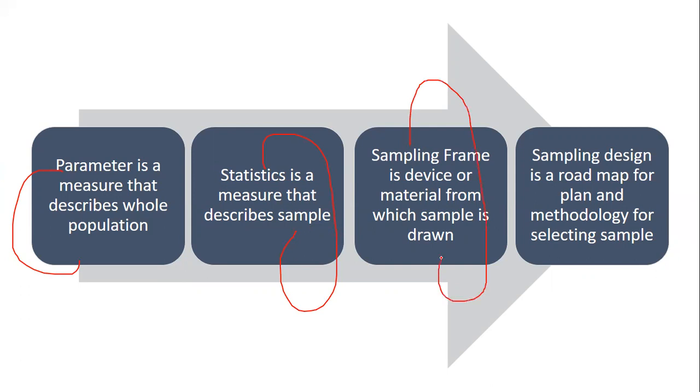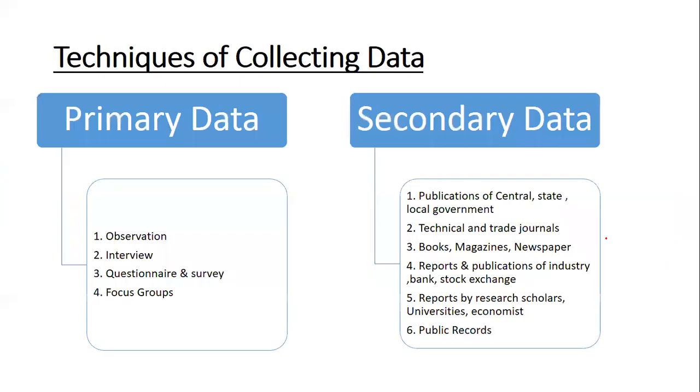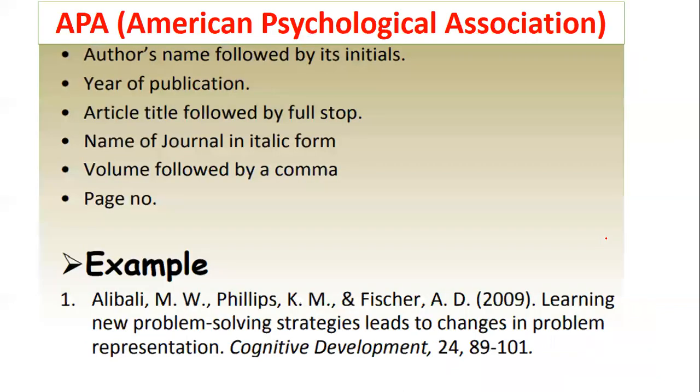Sampling frame indicates the source from which the sample is drawn. And sample design indicates the methodology, a plan, a roadmap. Then techniques of data collection. Primary data can be in the form of observation, interview, questionnaire, or focus group. And secondary data comes from publications, journals, magazines, reports, research reports by scholars, or public records.